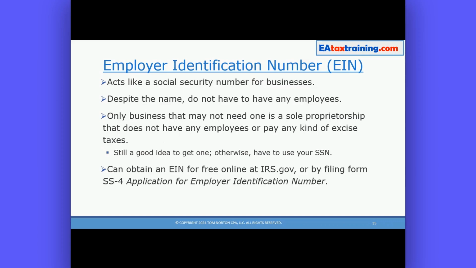Now, the EIN is free. It's easy to get. You can get it online at irs.gov. You can get an EIN in probably 10 or 15 minutes online. It is very easy to do. And again, it is free. If you are out looking to get an EIN and somebody wants to charge you money, that is a scam. Just go directly to irs.gov and look for EIN and apply there. If you want to, you can file on paper by filing Form SS-4.